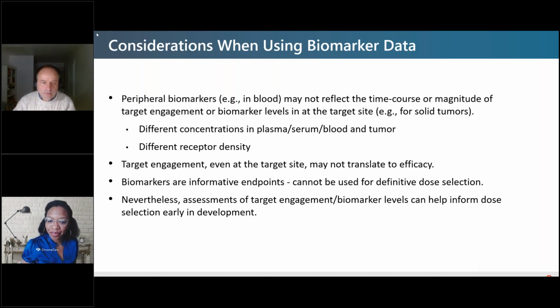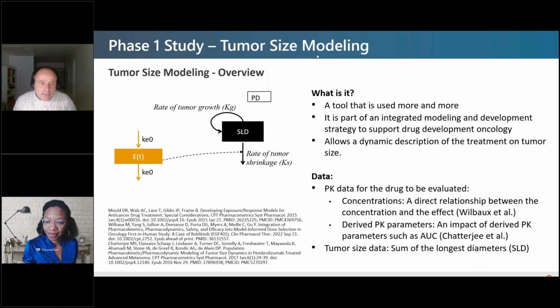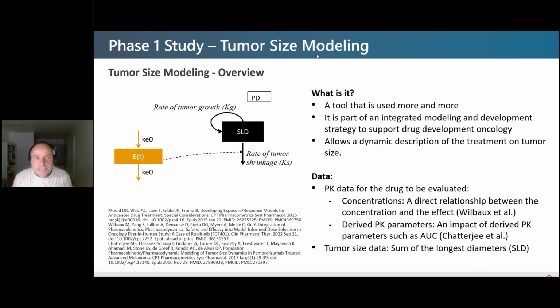Thank you so much, Kemi. And so to conclude this seminar, I would like to drive you through the tumor size modeling and its relationship to the clinical endpoint. We've seen how we can use early endpoints, and we will now see how we can relate tumor size modeling to clinical endpoints such as overall survival.